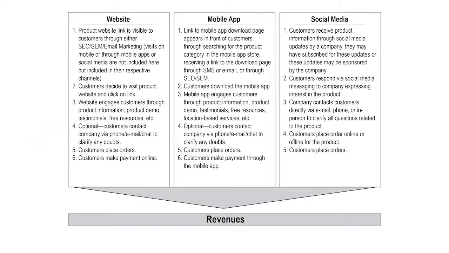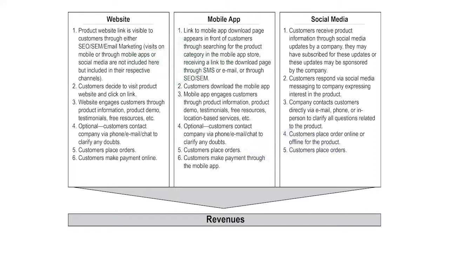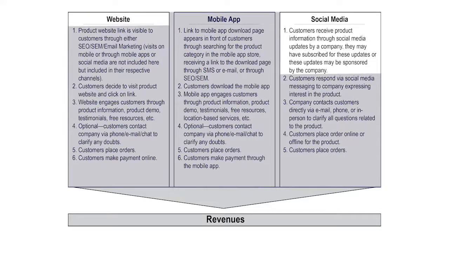A company needs to ensure that each step in the conversion hierarchy is oriented towards moving as many customers as possible from one step to the next. This movement ensures that the company maximizes the number of customers who eventually purchase the product or service. There may be overlaps in conversion hierarchies across the various channels. For example, customers may receive product updates through social media, which have links to the product website. They then visit the website and follow the same conversion hierarchy as that of the website channel.